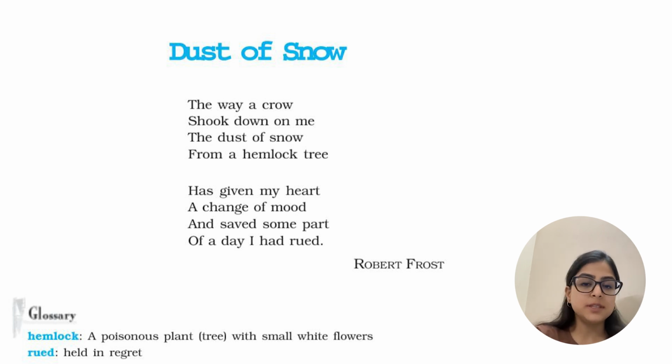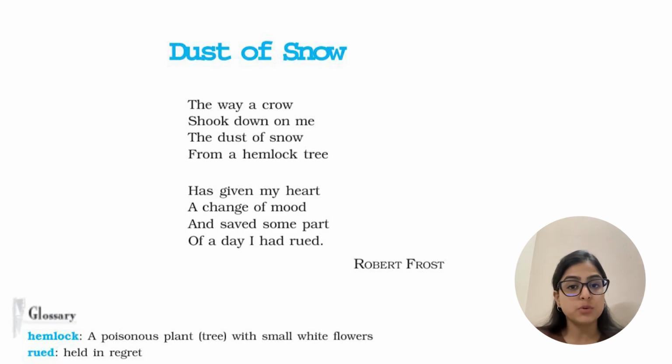Then hemlock tree is a tree which is considered poisonous. Again, it represents some negativity and some dark part. Robert Frost has used both these things, which are considered bad omen or inauspicious, in his poetry and has contrasted them with the dust of snow. Now, snow is white in color. White, as we know, is a symbol of purity, beauty, peace and calm. So he has presented two very contrasting things at the same time.